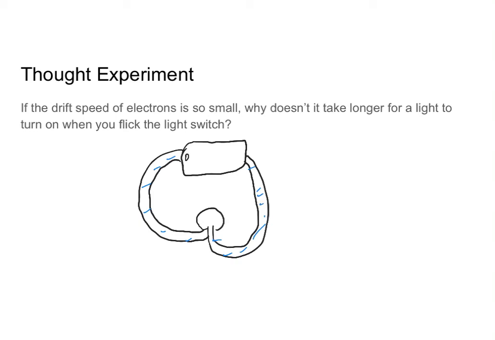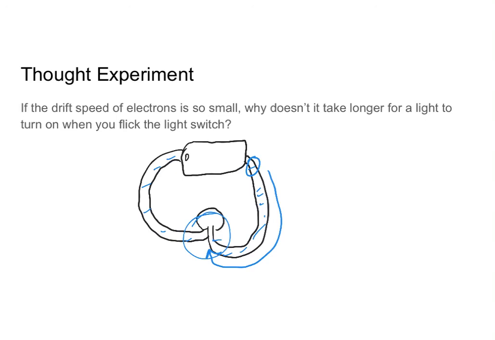So for my light bulb to turn on, I don't have to wait for an electron at the negative terminal to get all the way through to my light bulb. I just need to wait for the electrons near my light bulb to start moving. And as it so happens, the signal that electrons should start moving is going to travel through the circuit much more quickly than the electrons themselves. So all the electrons in the circuit will start moving almost instantaneously once you flick the light switch on.